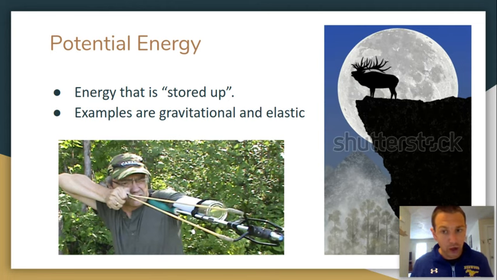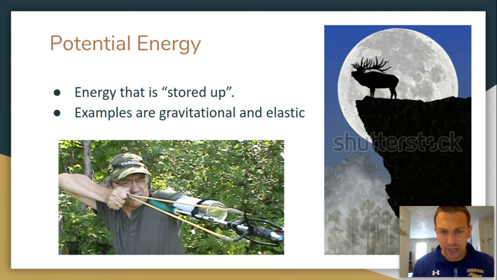But if it were to fall off the cliff, then it would have energy and it would pick up more and more kinetic energy as it fell. So it has potential energy when it's above the ground at the top of the cliff because there's energy stored up. The other picture is also showing you energy being stored up. The man has pulled back a fancy slingshot. If he was to let go, whatever object he was holding at the end of the slingshot would fire off with a lot of kinetic energy.